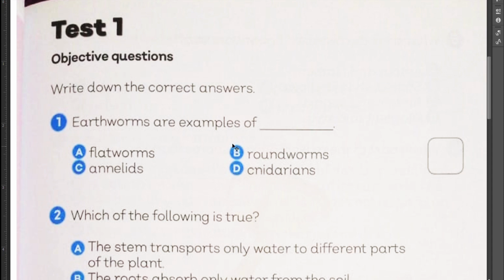Let's start. Number 1, earthworms are examples of blank. What group does earthworm belong to? Letter A, flatworms. Letter B, roundworms. Letter C, annelids. Or letter D, cnidarians. So the correct answer is letter B. Earthworms are roundworms. So that's right, letter B. Okay, let's go to number 2.